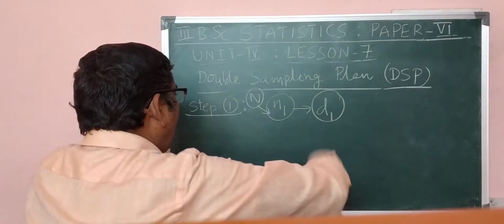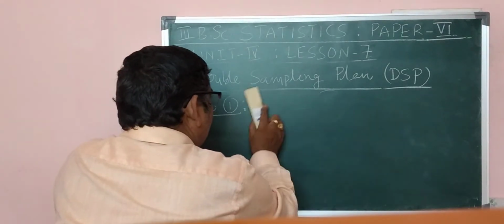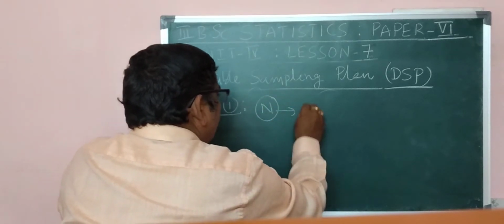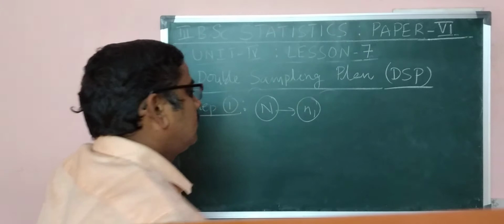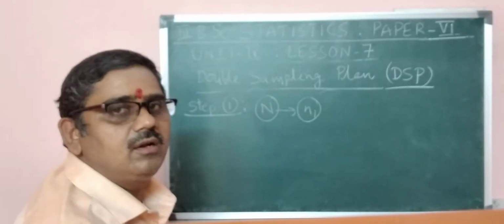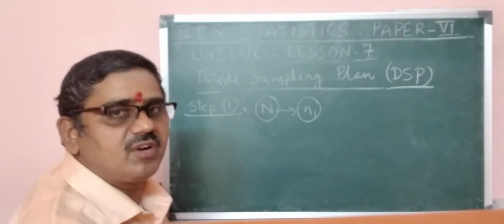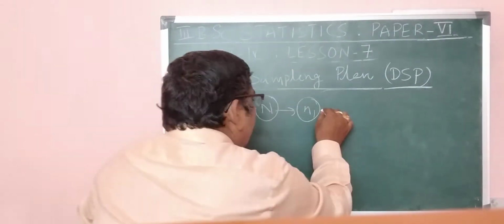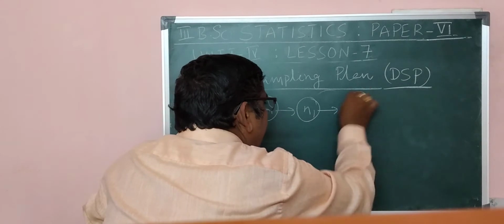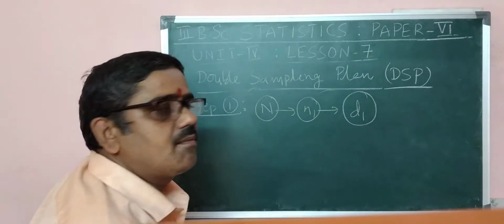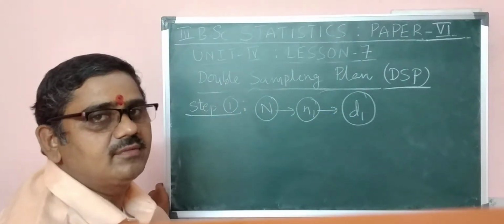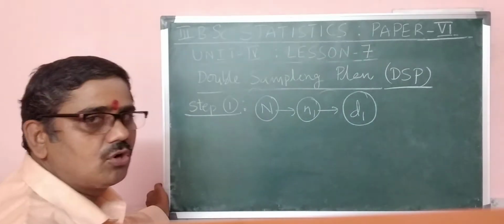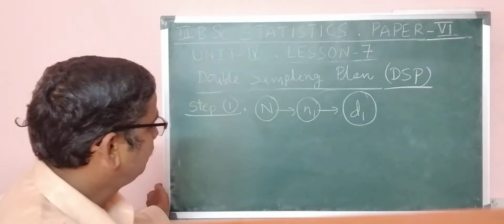From capital N items, you select small n1. That is the first sample; the size of the first sample is n1. The total number of items in the first sample is n1, from which you observe the number of defective items, let it be D1. We have already discussed the notation, so I hope there is no confusion.